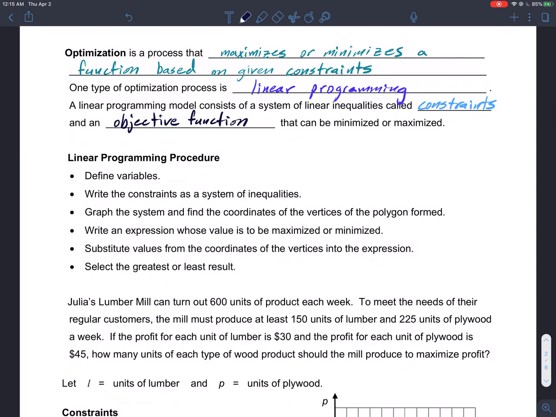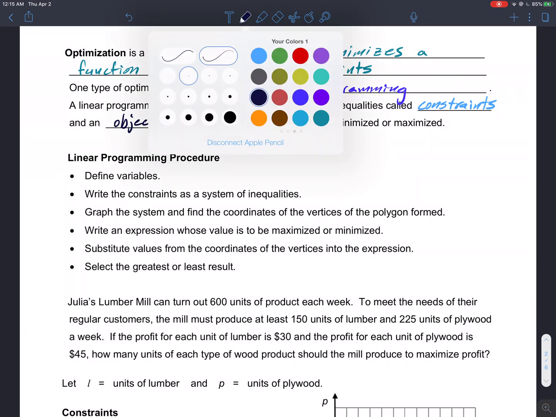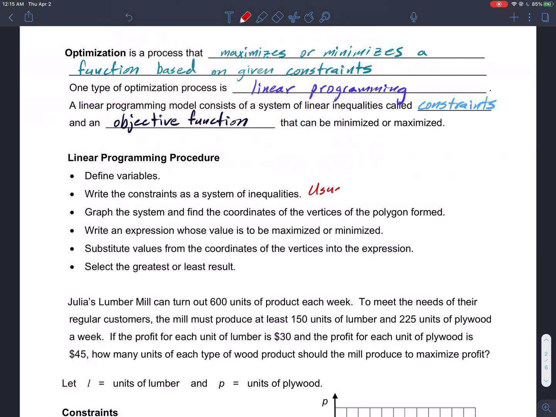First thing we do is we define the variables. You're going to see in this example down here that we are dealing with word problems in these exercises. So we have to define the variables of what we're given. Then we come up with a list of constraints. Remember that usually we will use, along with others, x is greater than or equal to 0 and y is greater than or equal to 0.